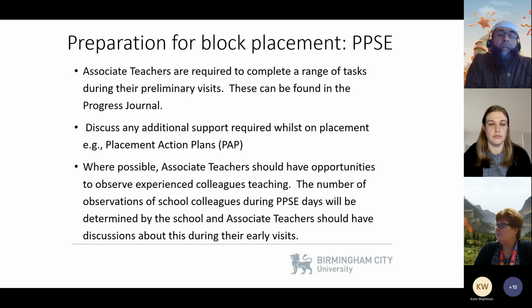Also, associate teachers who have a summary statement, special need, they might have a disability, if they feel they need a placement action plan, they're expected to share that with the school. They will inform us as well, and they're expected to inform their university tutor as well, so that any extra support that they require, the school can be prepared in advance for them before they start their block placement.